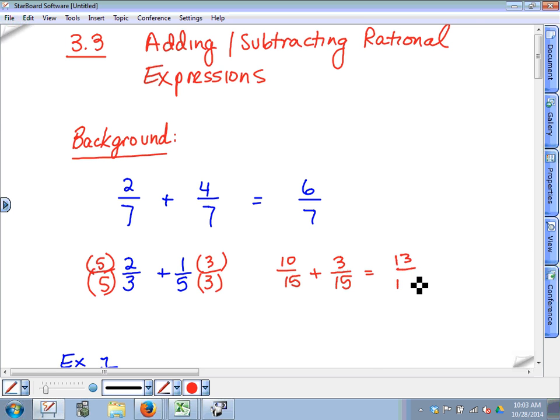And you get 13/15. Adding fractions is like adding like terms. And in this case, the like terms means they have to have the same denominator. If they don't have the same denominator, they're not like terms. 10/15 plus 3/15 is 13/15. Well, there's your lesson. We're done.